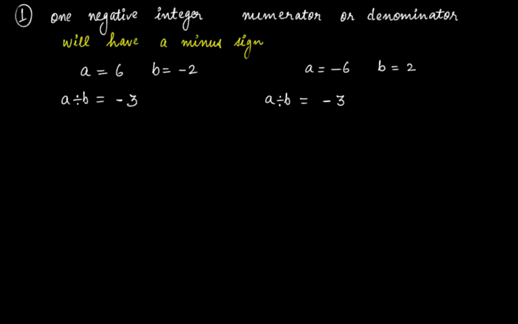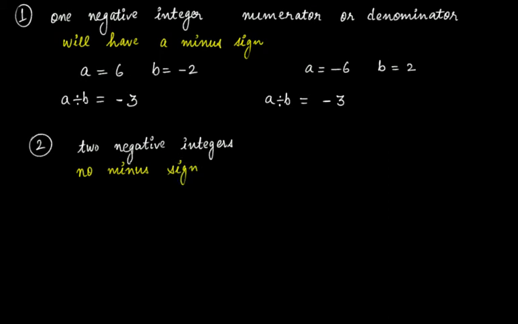And point number 2 is that if there are two negative integers, then you'll not have a minus sign. No minus sign.